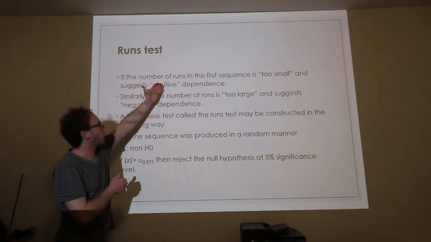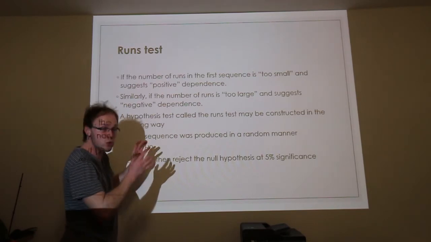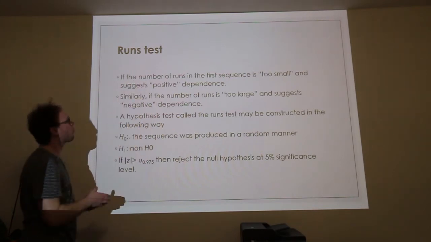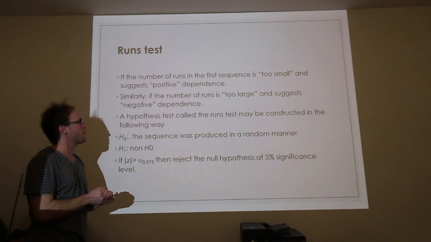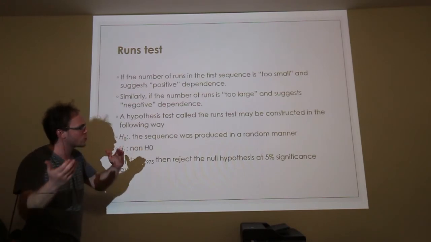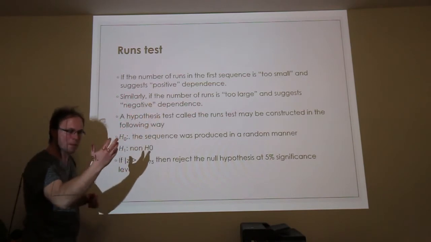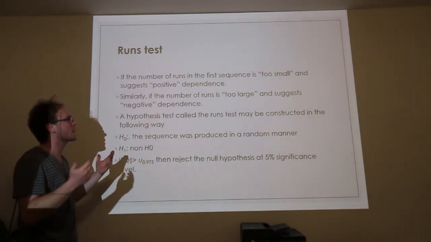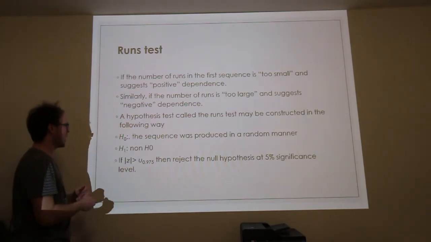If the number of runs in the first sequence is too small, it suggests positive dependence. Similarly, if the number of runs is too large, it suggests negative dependence. A hypothesis test called the runs test may be constructed in the following way.